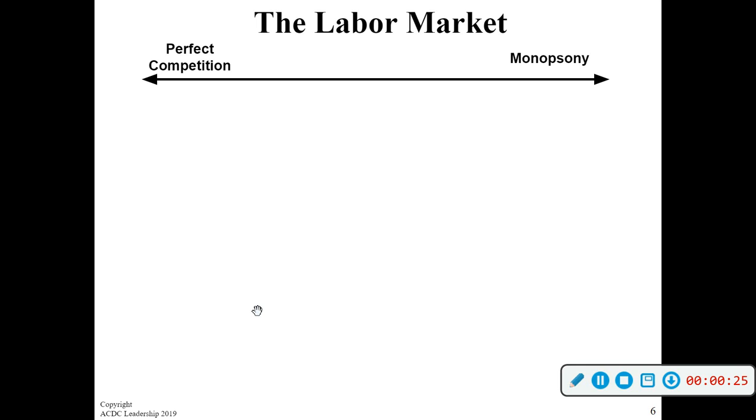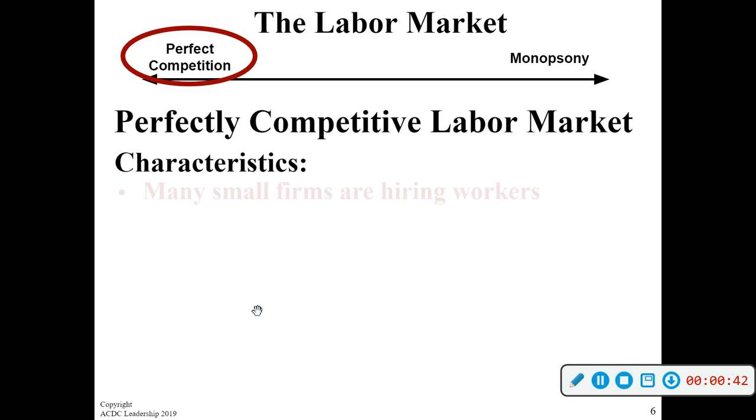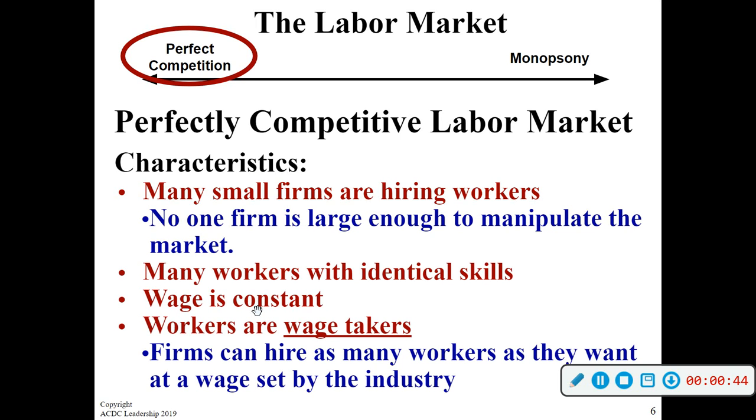But instead of having one price, when we had that MR equals D curve, now you're going to have one wage, and that's going to be your MRC. So every worker is going to get paid the same amount. And then we have monopsony, which is a monopoly in a labor market, which we'll talk about tomorrow. We won't get to it today. But perfect competition in a labor market.